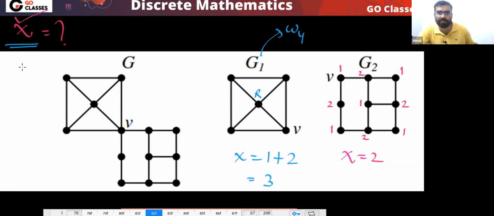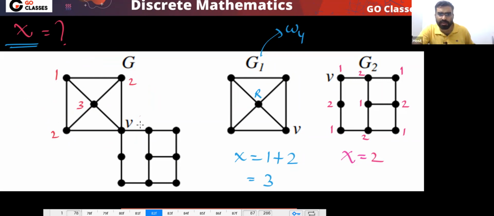I'm asking chromatic number, means vertex chromatic number, vertex coloring. What is the answer for this graph? Is this complete graph? This is not complete graph. Okay, this is not complete graph. So take care. So here we have a triangle. So I can directly give 3 colors.